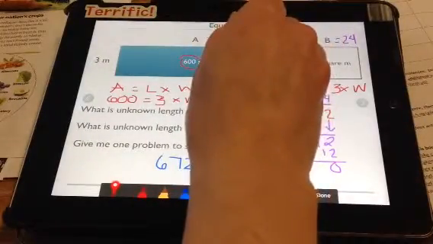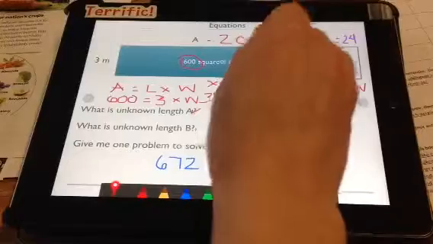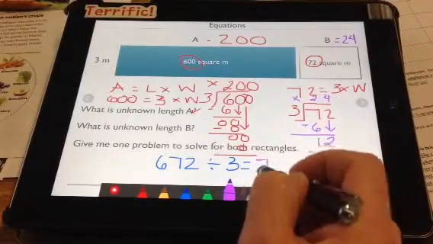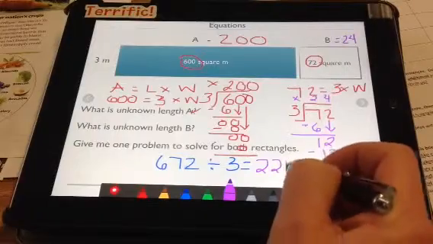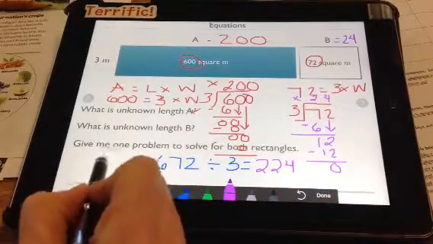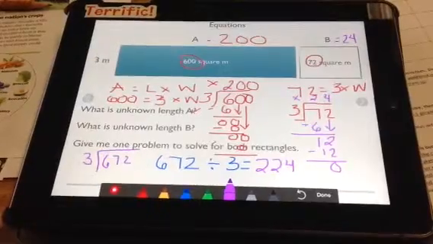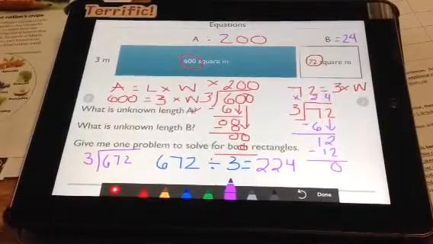200 was this side, 24 was this side. What do we do with both of those? Yeah, we add them. So it'd be 224. And if you don't believe me, go ahead and solve it out. 672 divided by 3. And you'll find the answer is 224.